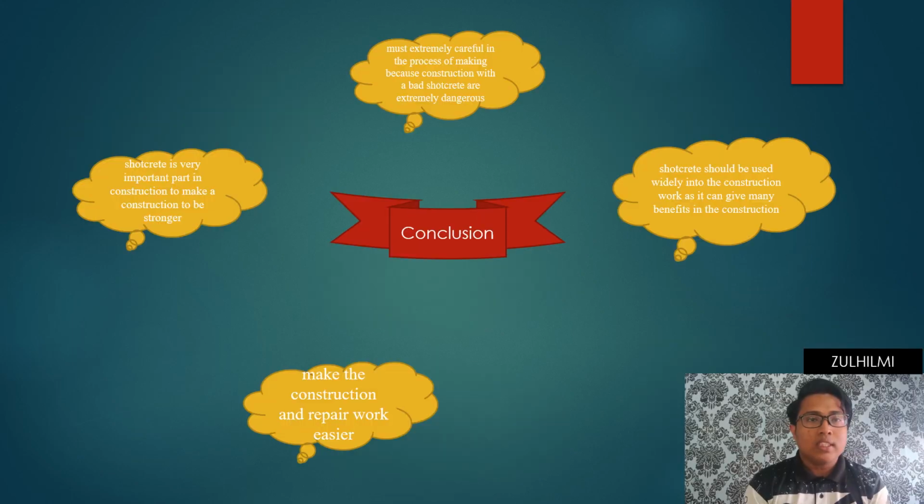As a conclusion, shotcrete is a very important part of construction to make construction stronger. Contractors that want to build with shotcrete must be extremely careful in the process of making it, because construction with bad shotcrete is extremely dangerous. Shotcrete also gives other benefits as well, such as making construction and repair work easier. Eventually, we must teach about shotcrete to the younger generation at a young age so that they will know about the importance of shotcrete toward building.